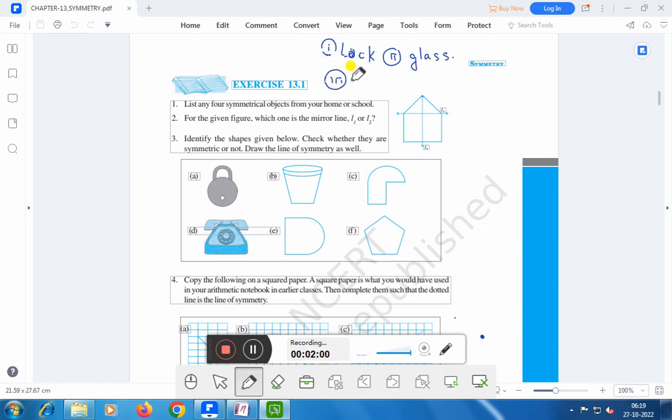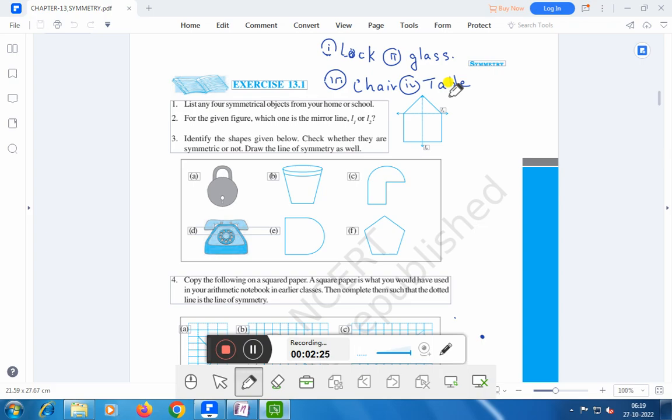number three is chair. Chair, and number four is table. These are all symmetrical objects, right?